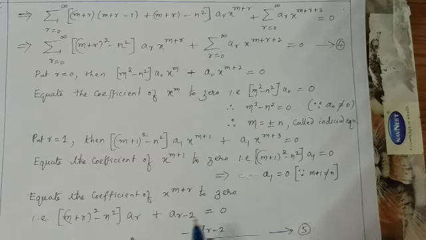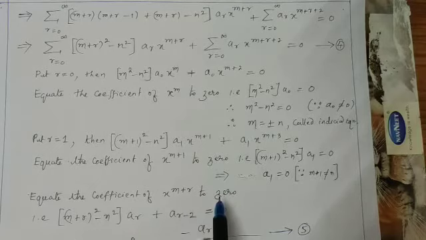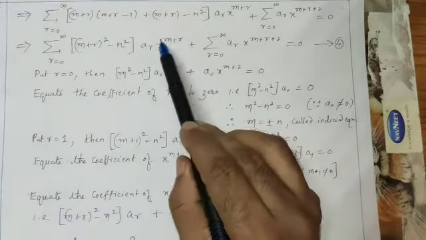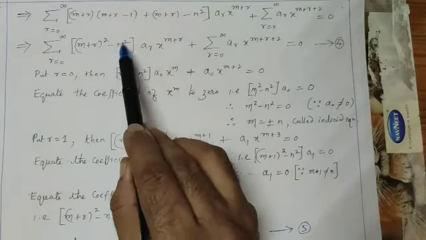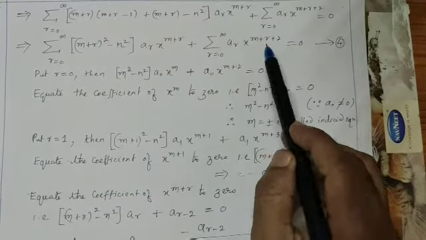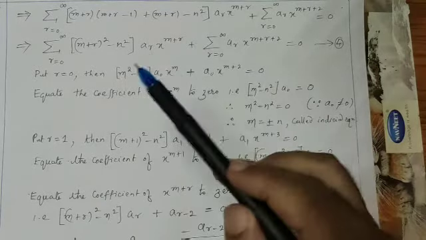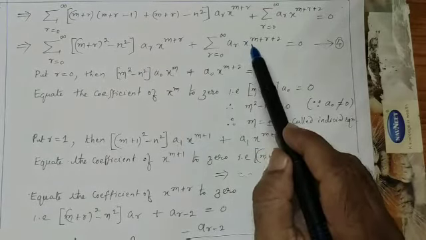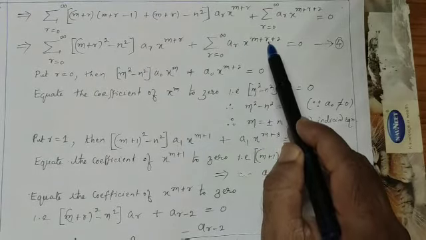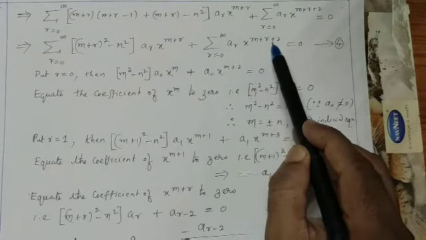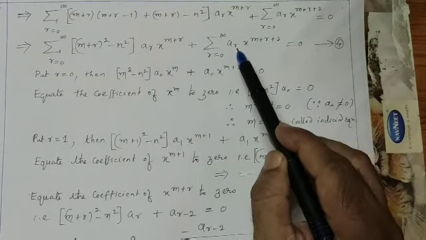Now, I will equate the coefficient of x power m plus r to 0 to obtain the recurrence relation. What is the coefficient of x power m plus r? In the first term, it is (m plus r) whole square minus n square into ar. What about the second term? We have x power m plus r plus 2. But I want the coefficient of the term with x power m plus r, so I need to replace r by r minus 2. Plus 2 minus 2 cancels, and you will find the term with power x power m plus r. So what I need to do is replace r by r minus 2.